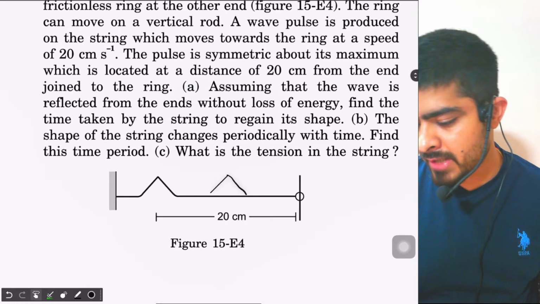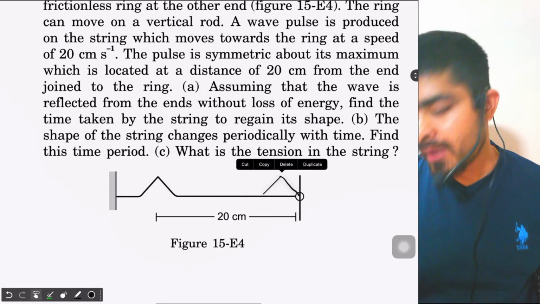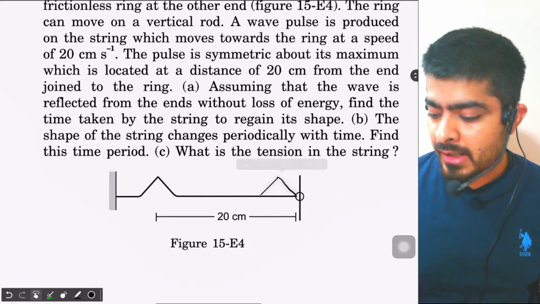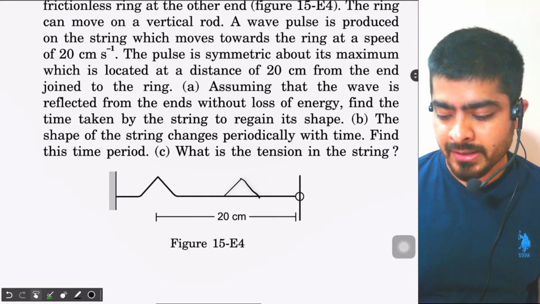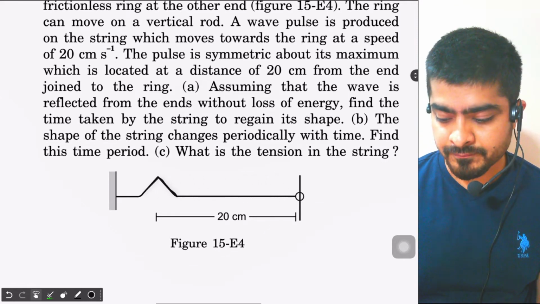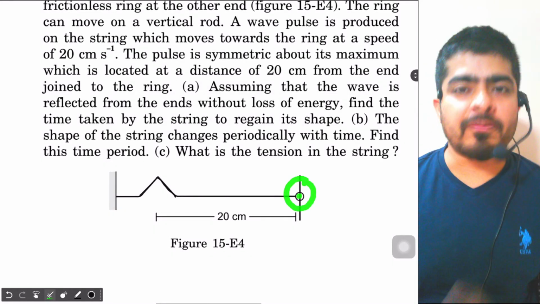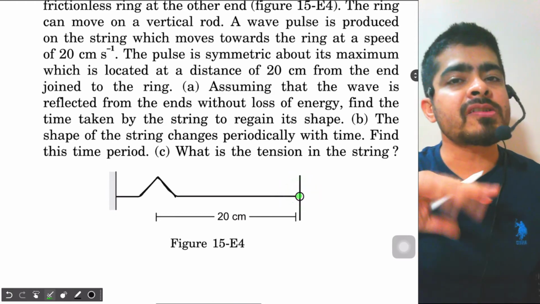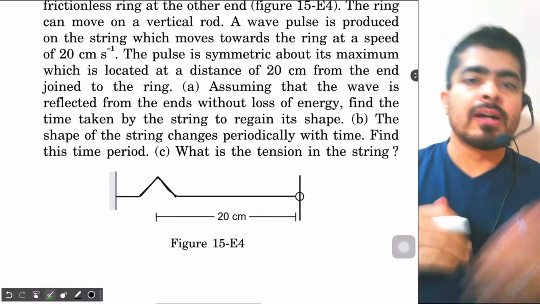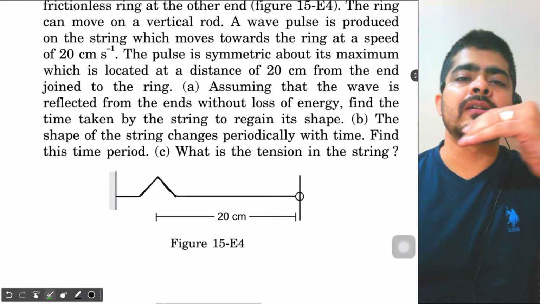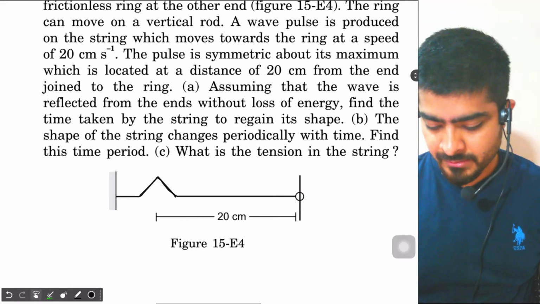It is going like this, going like this, going like this. When it reaches the free end, it will be reflected back in the same shape and it will come back like this, because this is a free end. When reflection happens from a free end, the phase does not change. If the pulse is going upward like this, it will come back in the same manner. So the same thing is happening here.